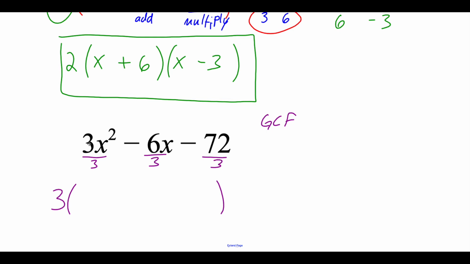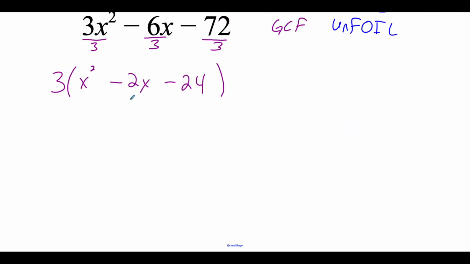So if I take 3x squared divided by 3, I just get x squared. If I take negative 6x divided by 3, I get negative 2x. And if I take negative 72 divided by 3, I get negative 24. Now I'm going to unfoil this. So I need a pair of numbers that are going to add to negative 2 and multiply to negative 24.